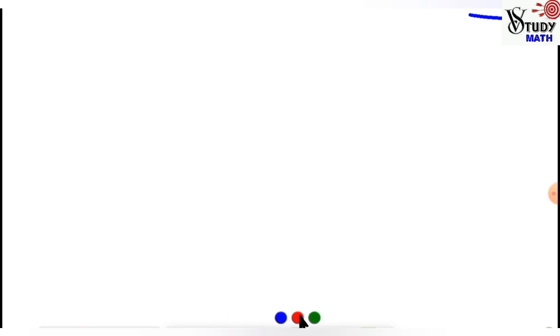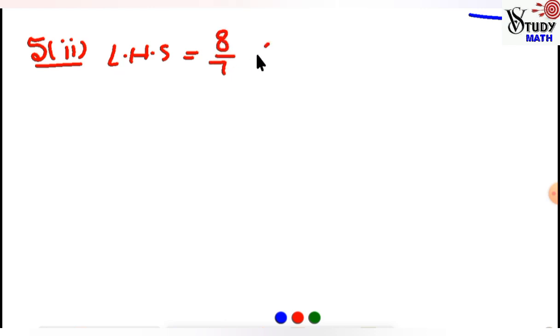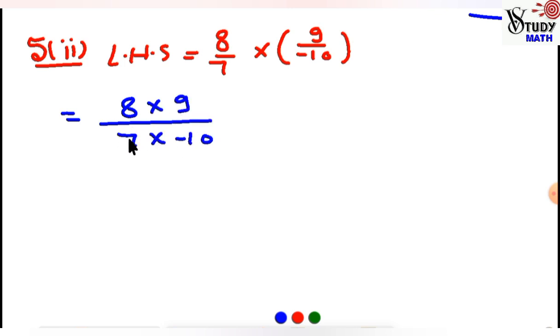Question number 5, part second. In question number 5, part second, we take the left hand side first, and the left hand side is given here: 8 upon 7 multiplied by 9 upon negative 10. So my dear students, we do one thing, 8 multiplied by 9 and 7 multiplied by negative 10. So 2 4 ja and 2 5 ja. This is the common term only here. So 4 multiplied by 9, that is 36, and the negative sign comes into the numerator, and 7 multiplied by 5 becomes 35.